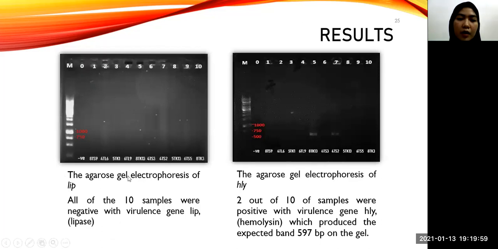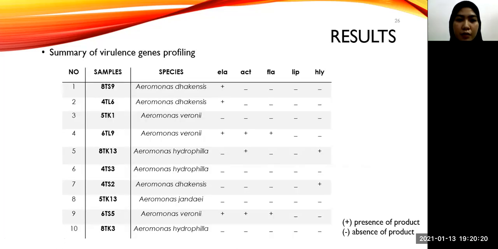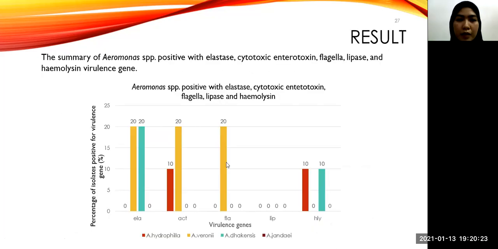For lipase, all 10 samples were negative for this virulence gene, and for hemolysin, 2 out of 10 samples were positive for this virulence gene, which produced the expected band of 597 bp on the gel. So this is the summary of virulence gene profiling. As you can see here, a significant number of Aeromonas spp. carry genes described, including ela, flagella, lipase, and hemolysin, but hydrophila, veronii, and dhakensis are more significant in number.